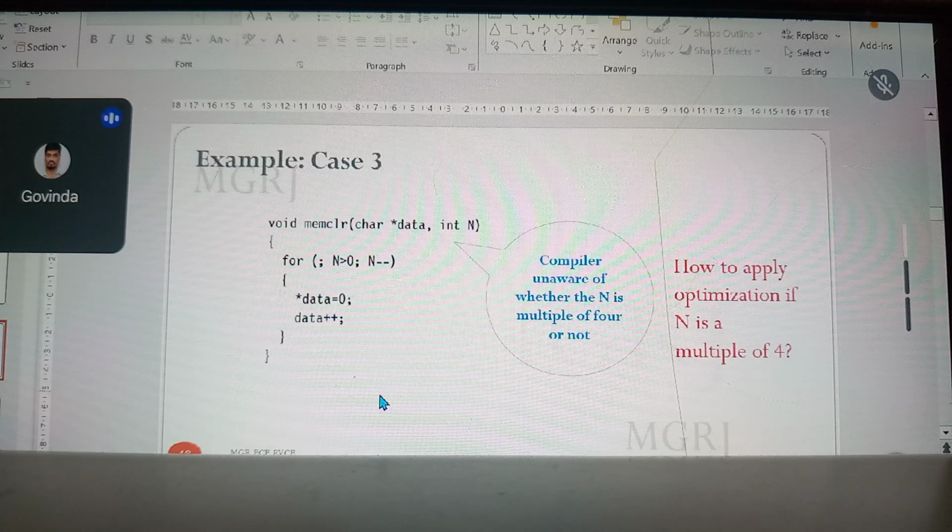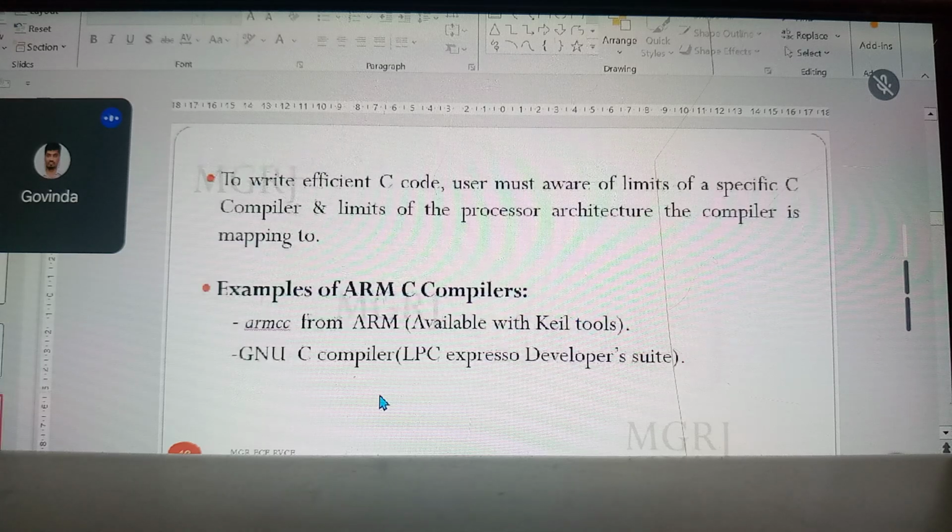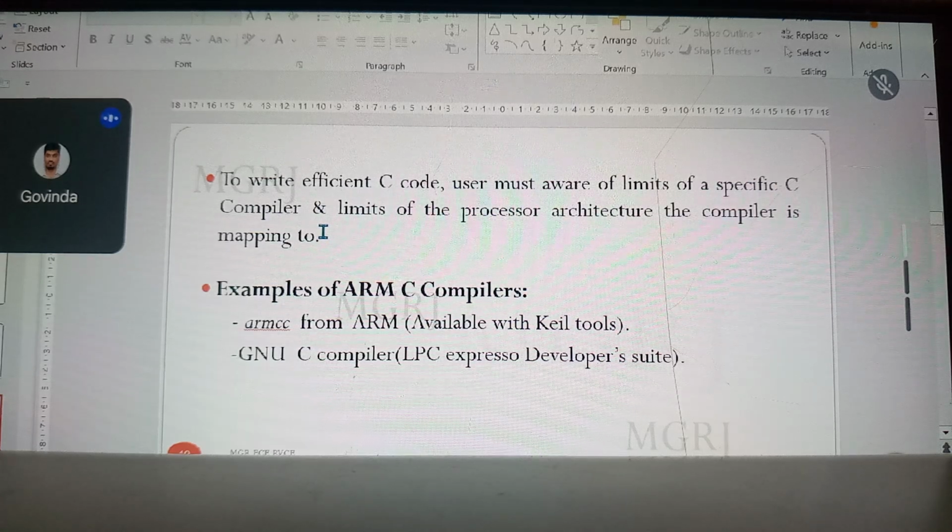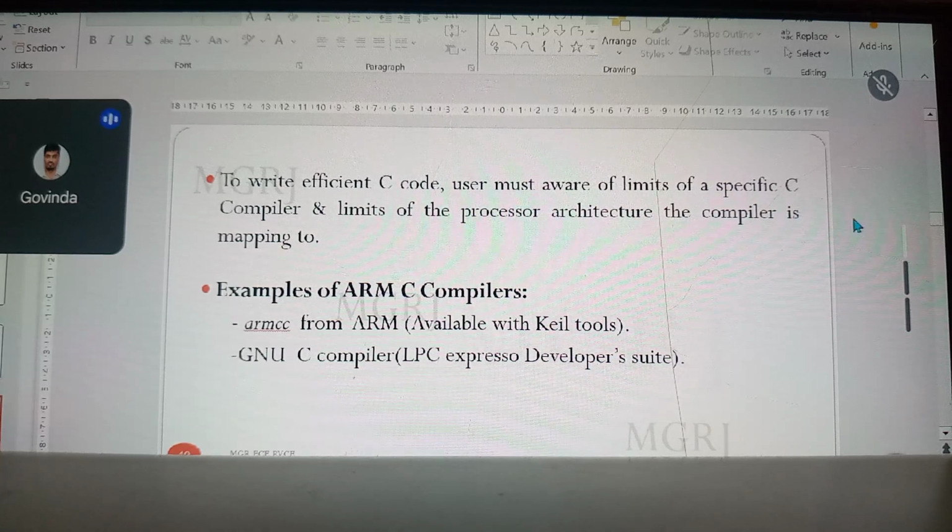That means we need to analyze. Later, if any cases which are shown in these slides are there in our application code, we need to optimize to take care of these conditions. Okay. So finally, as concluding remarks, to write efficient C code, we must be aware of the limits of the specific C compiler. I have shown a couple of limits. I have two more limits, and the limits of the processor architecture the compiler is mapping to.